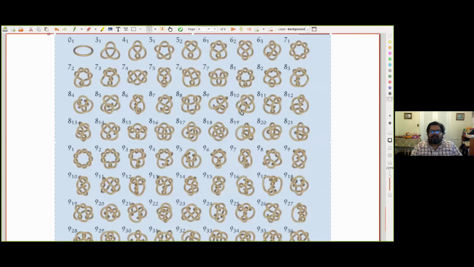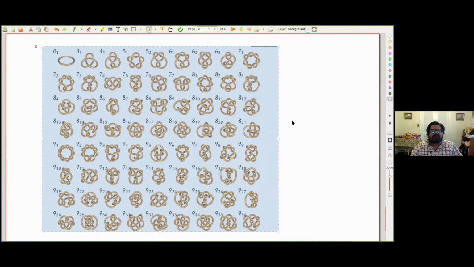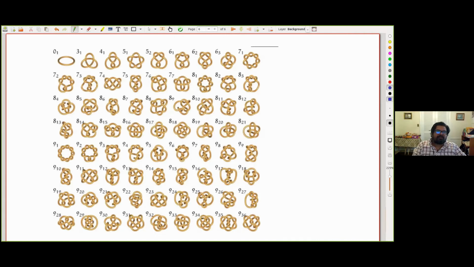hyperbolic. So here are the knots up to 9 crossings, and now we can just cross out. Of course, this knot is a torus knot, so that's not hyperbolic. 3-1 is a torus knot. That is not hyperbolic. This knot is the figure 8. This is a wonderful knot. It started everything. Figure 8. 5-1 is a torus knot. So this is not hyperbolic. 7-1 is a torus knot. So that is not hyperbolic. Then if you keep on going like this, 9-1 is a torus knot. So that is not hyperbolic. Now that's pretty much it.